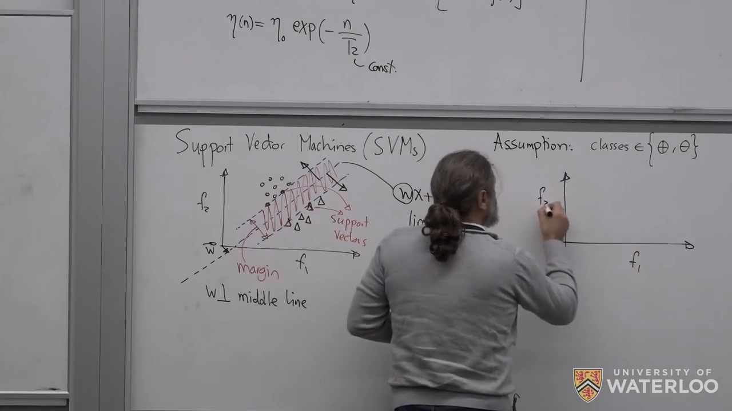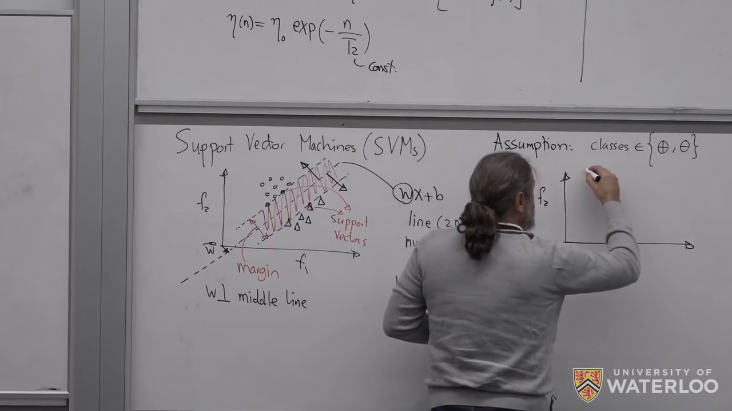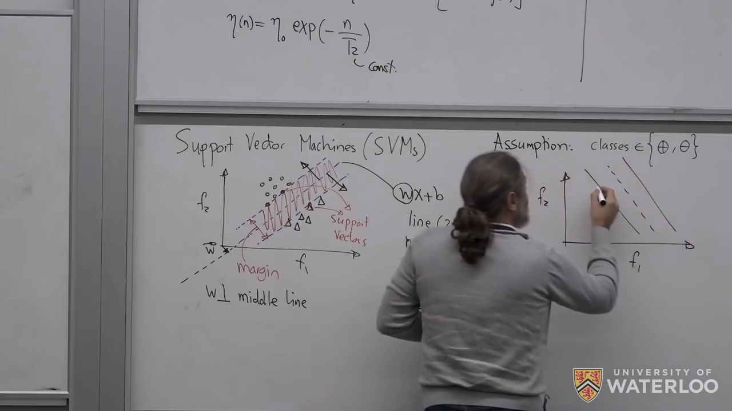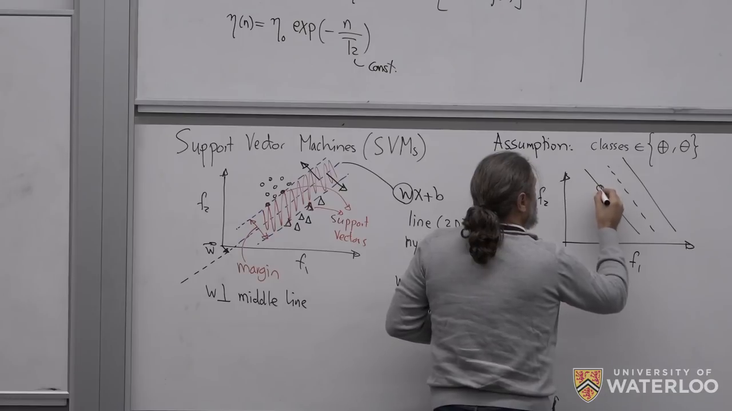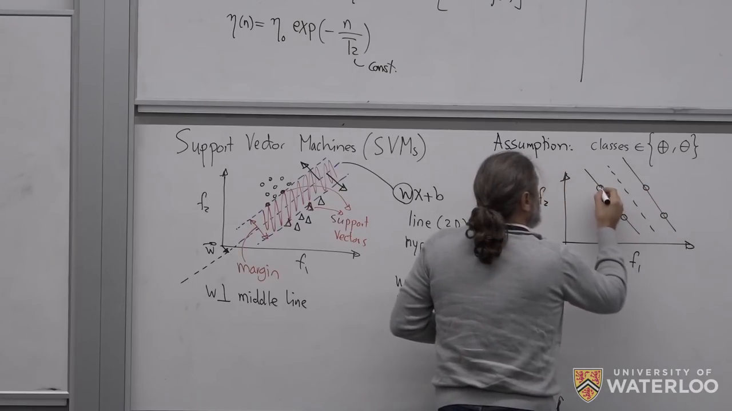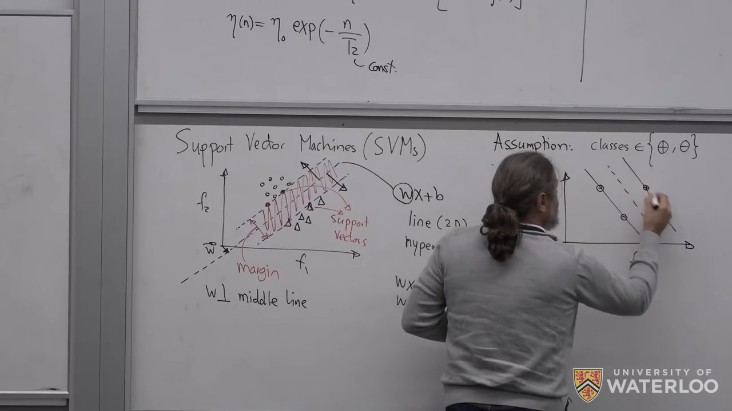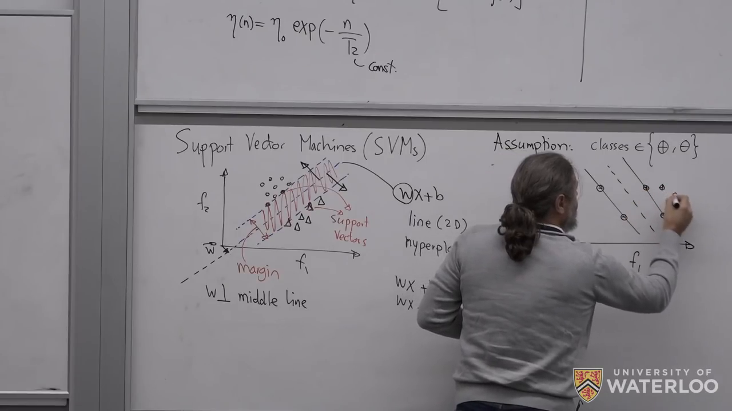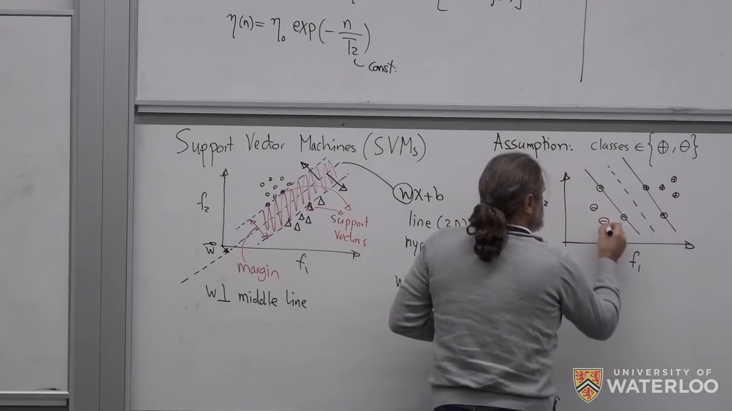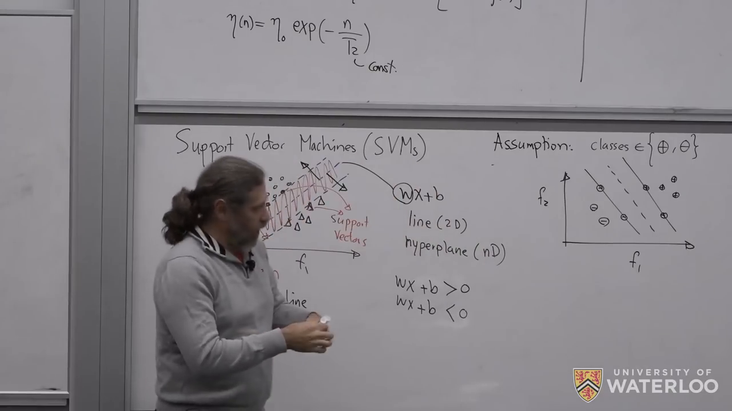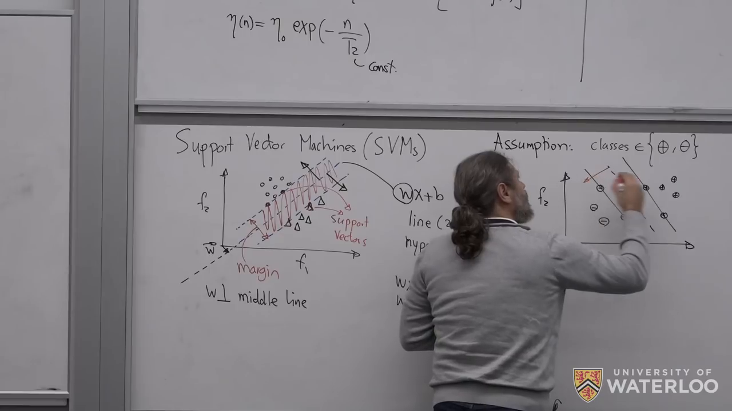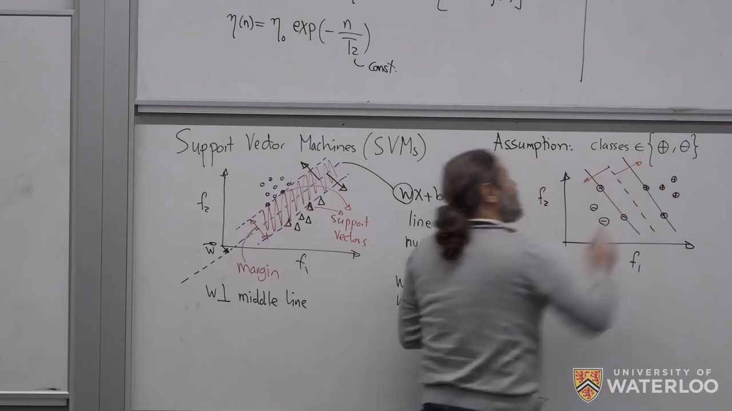again, you have your features. And let me draw it this way. And I have my support vectors. So here I have negative, here I have plus. I have plus, of course, all over the place here. And I have negative here all over the place. And again, everything from the middle line in that direction is negative. Everything in that direction is positive.